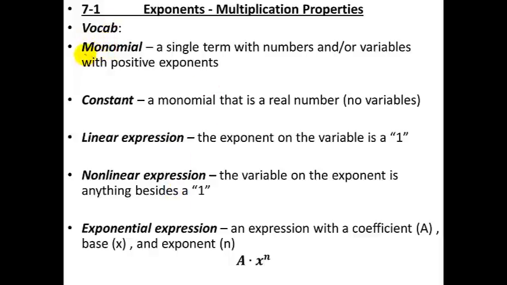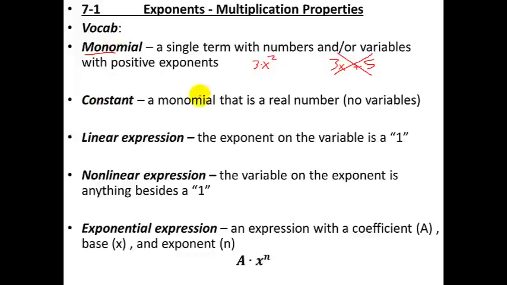So a monomial, mono means one, and nomial basically means numbers. So a monomial is a single term with numbers and or variables with positive exponents. So what this means is, for example, 3x squared. That's a monomial because it's a single term. You can have a product, multiplication between two things, but you can't have addition or subtraction. So that's a monomial, but 3x plus 5, for example, is not a monomial. That's a binomial.